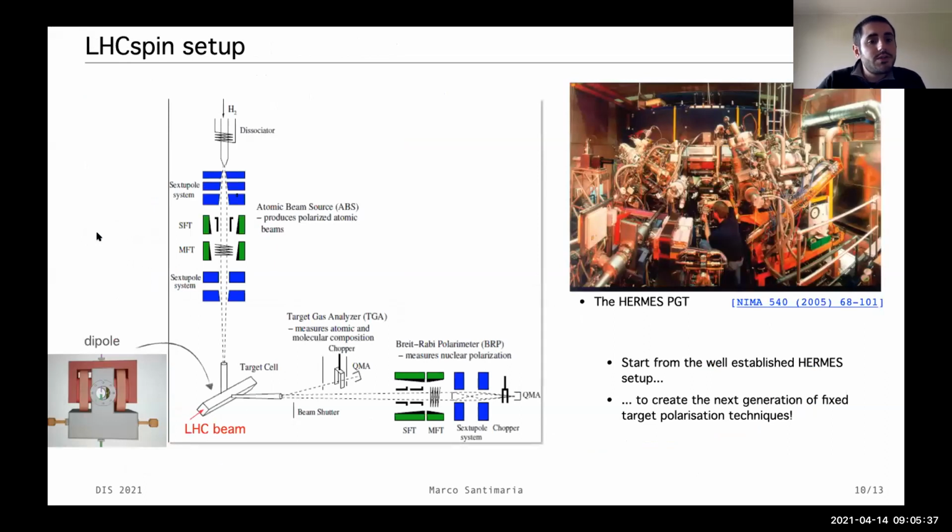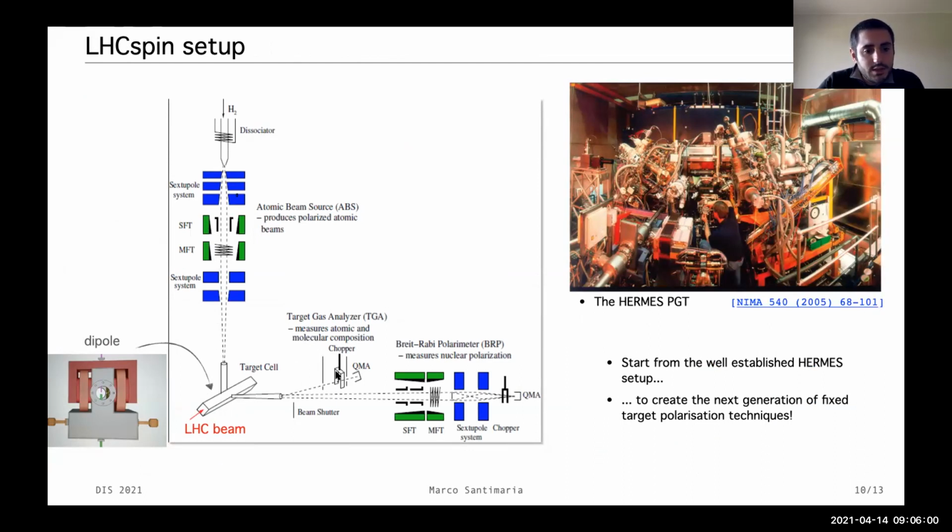So a few words on the setup. What you see here is the basic setup from HERMES, which is our starting point. So of course there is the target cell here, with the LHC beam coming this way. And then the injection of the polarized atoms from the atomic beam source, or ABS. And then on this other branch here, the analysis phase.